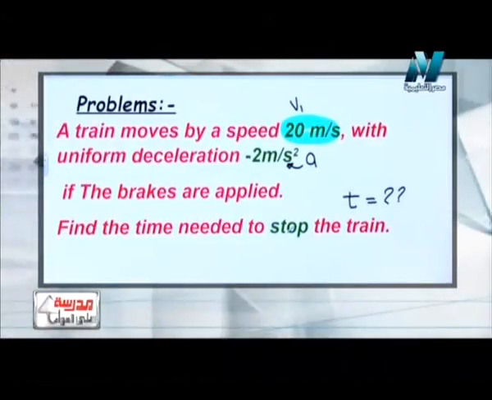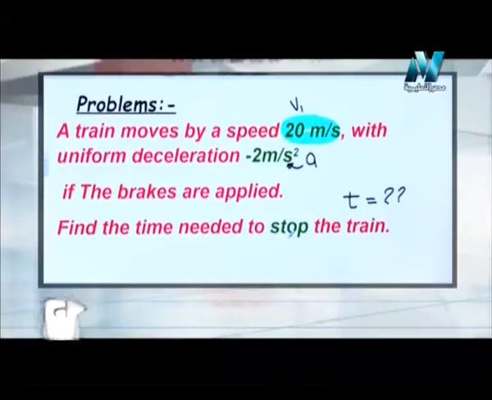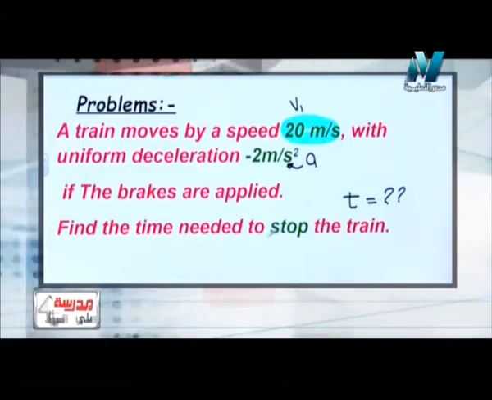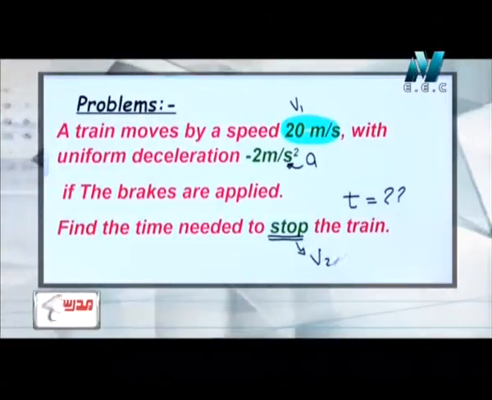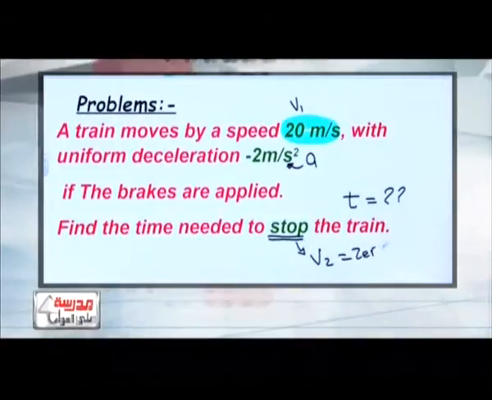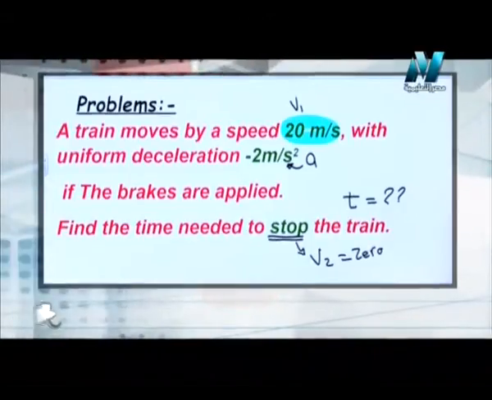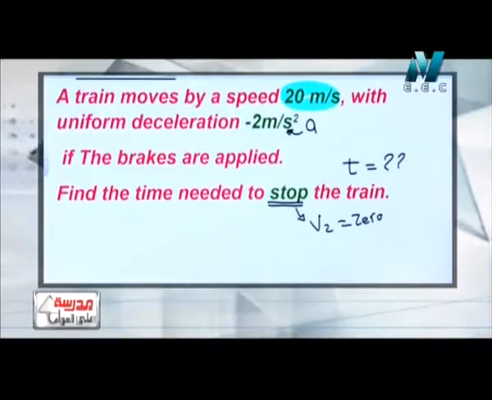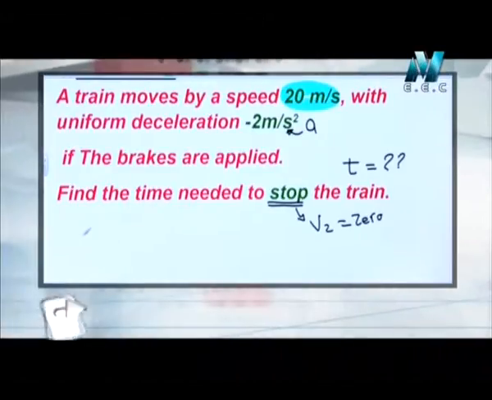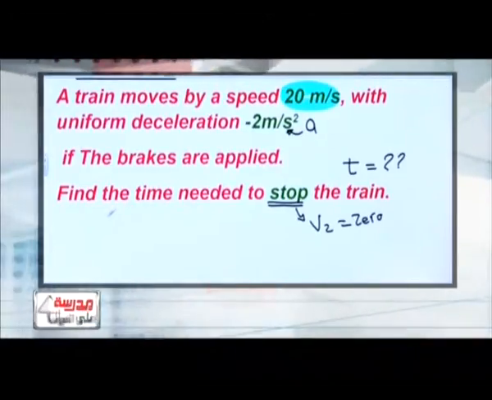Someone may ask, where is V2, the final speed? It says to stop, to stop the train, so V2 here equals 0. Okay. How can we answer this question? By writing the mathematical rule. We have a magic triangle here, right? We draw it like this.